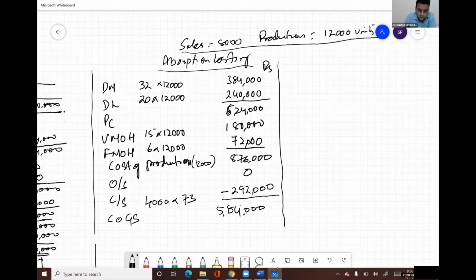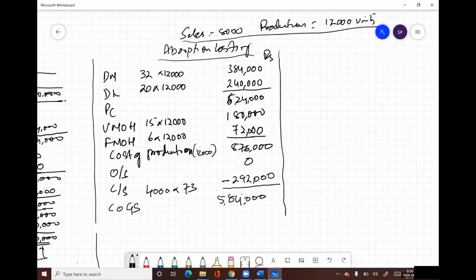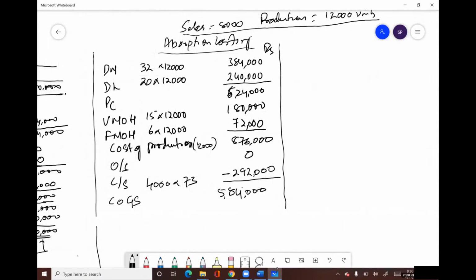Now what do we do? Add selling and administrative overheads. Variable: 3 into 12,000? How much? 36,000. No, 3 into 8,000. How much is that? 24,000.